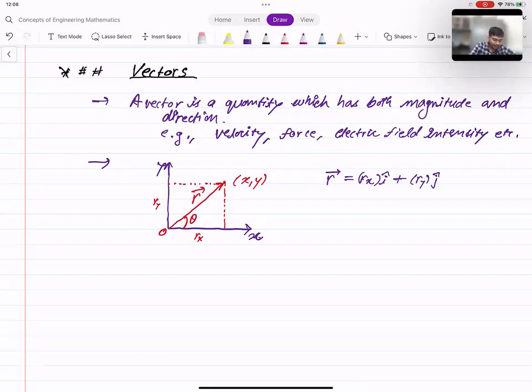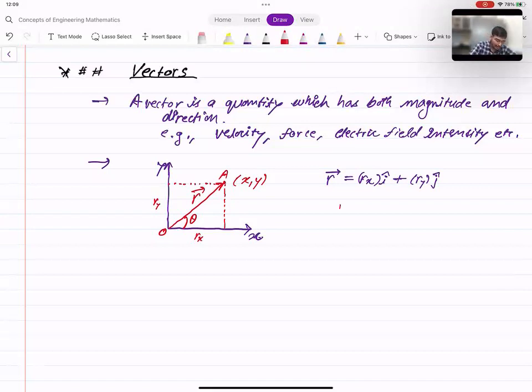And from geometry, it can be concluded that the magnitudes Rx and Ry are nothing but the projections of this length, say R. Let me represent this point with the alphabet A. So the distance OA is the magnitude of this vector, and these quantities Rx and Ry are nothing but the projections of OA on the respective axes. This method of writing them in the resolved form is known as resolution of vectors.